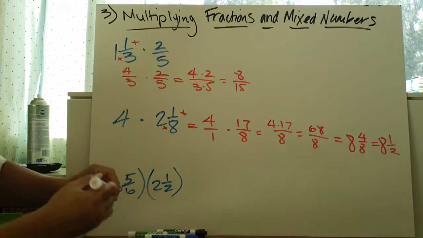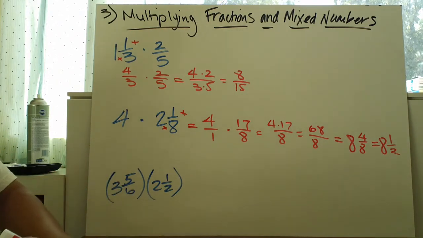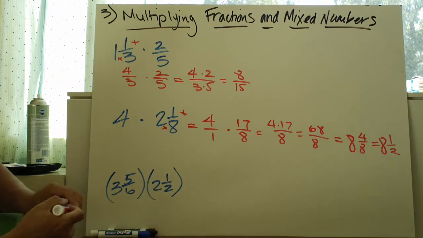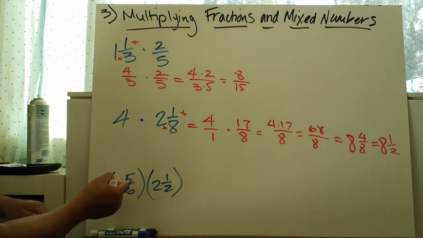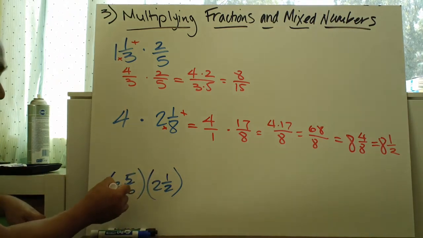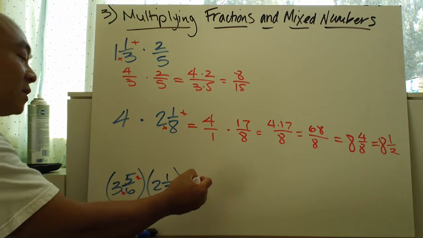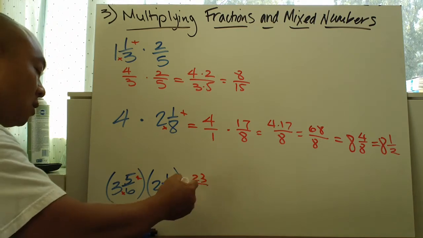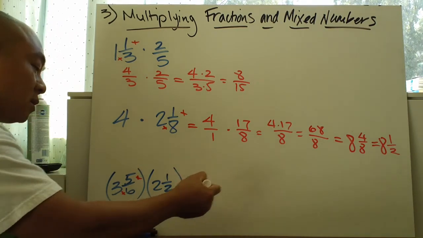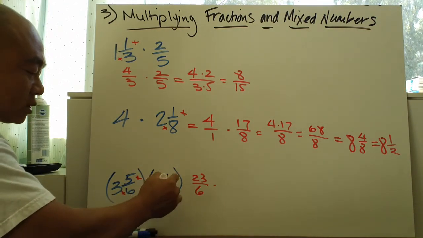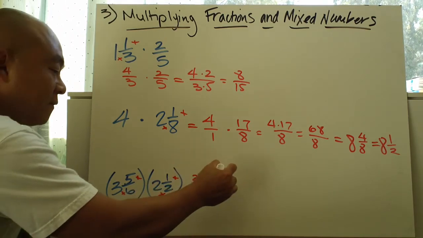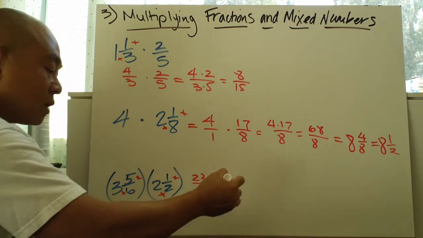Alright, and then now let's go with the very, very final one. We have two mixed numbers that we're going to multiply together. So let's go and multiply 3 and 5/6 times 2 and 1/2. That's you multiplying this, change to the improper, plus. 3 times 6 is 18, plus 5 is 23 over 6 times, and that's going to be 2 times 2 plus 1, that's going to be 5 over 2.